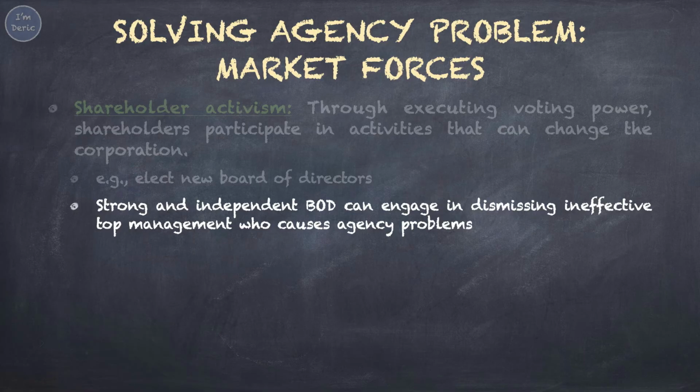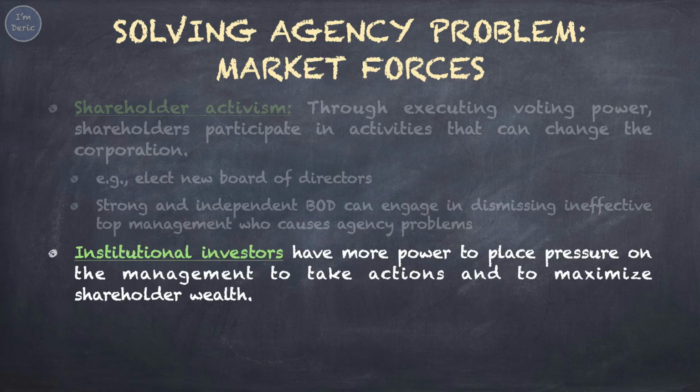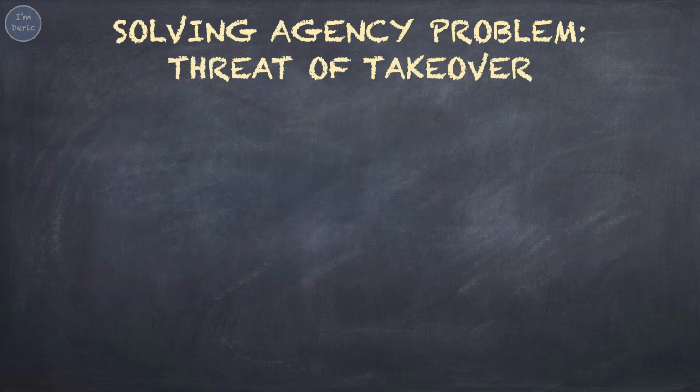Shareholder activism is usually done by the large institutional investors who hold large amount of shares. So, institutional investors play an important role in shareholder activism. It is because they have more power to place pressure on the management to take actions and to maximize shareholder wealth. The third method to solve agency problem is by threat of takeover.